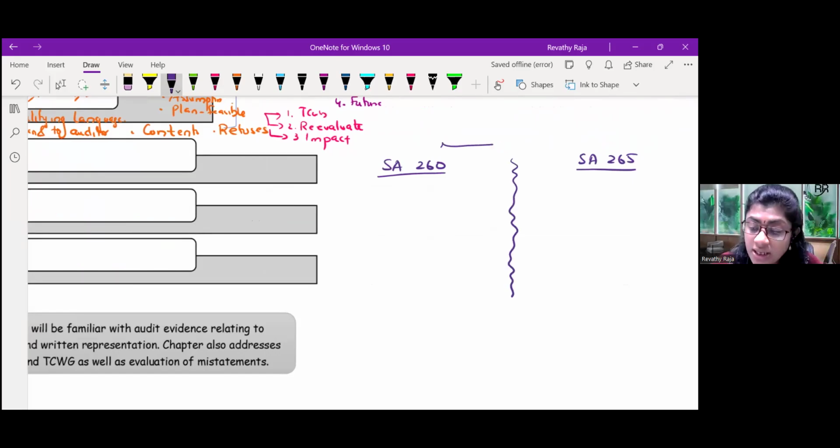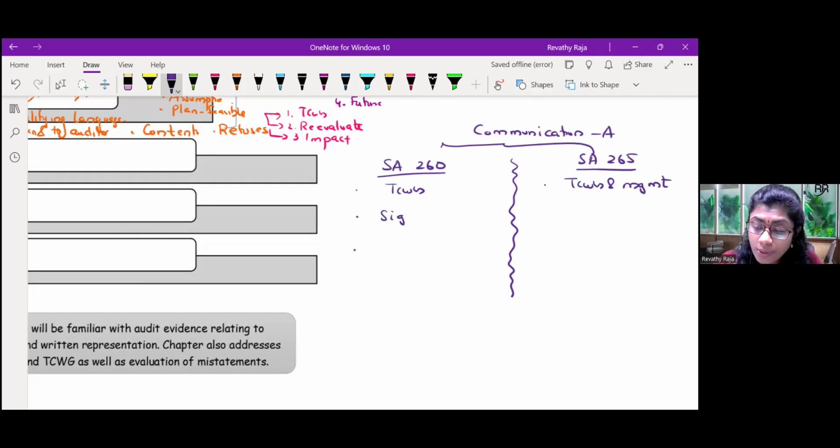In both these cases, it is regarding communication, by the auditor. Now, what is the difference? In 260, the name is communication with TCWG, whereas 265 is communication with TCWG and management.